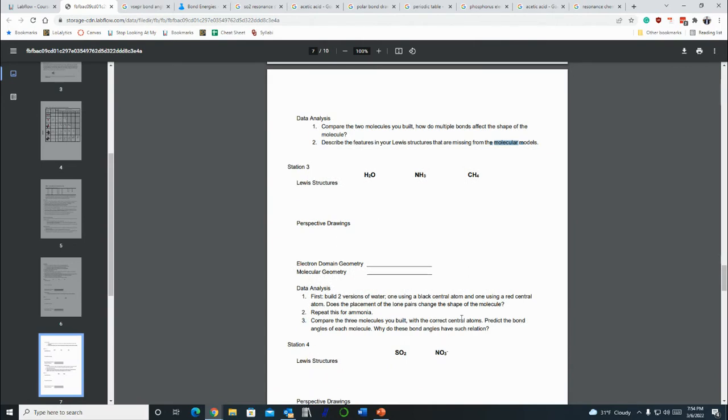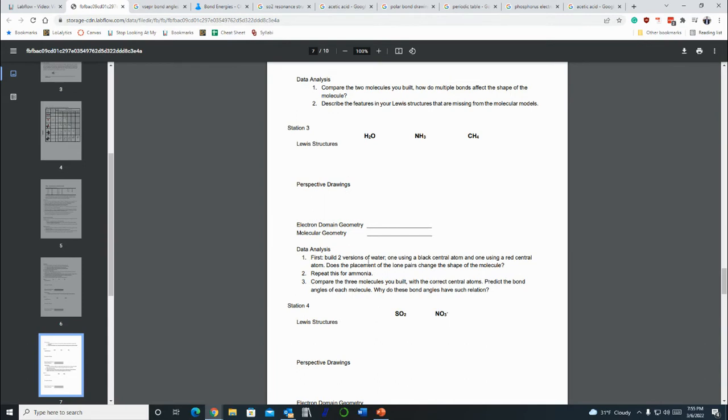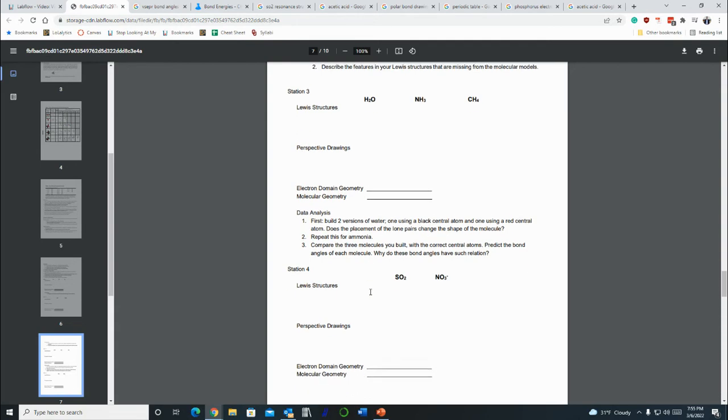For station 3, you're going to build water with a black central atom and a red central atom. A red central atom represents oxygen and a black central atom represents carbon. So talk about how using a different central atom affects where your lone pairs are, and then do this for ammonia as well. And then compare each model with the correct central atom and talk about what you think the bond angles will be and why you think the bond angles will be that.